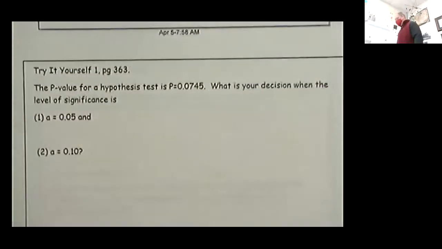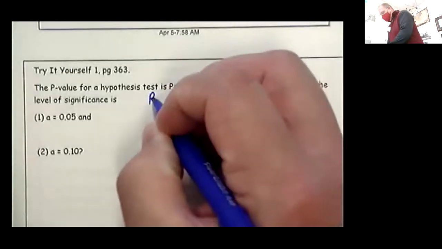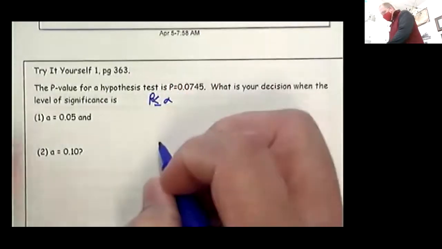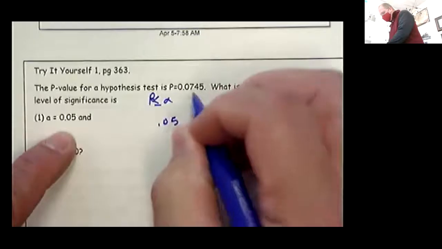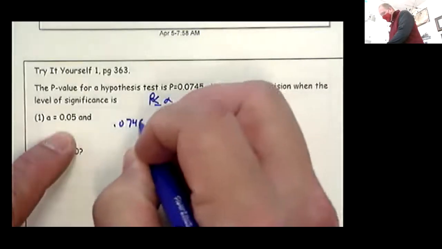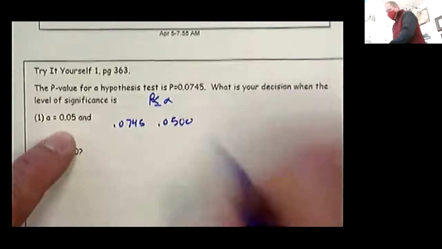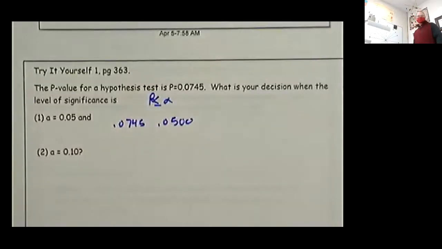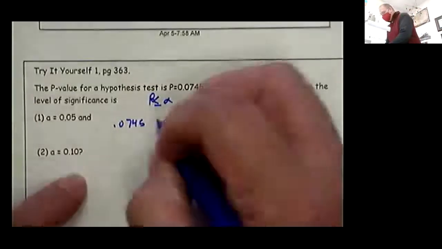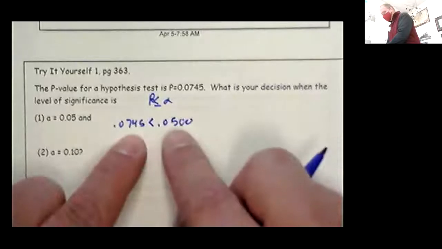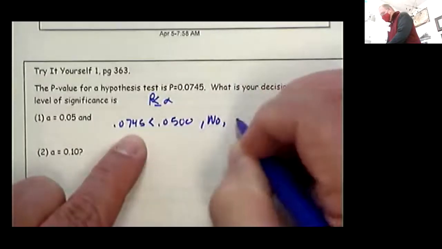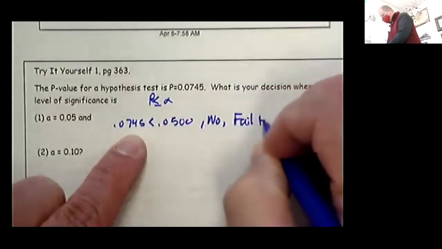Problem 1, parts a and b. Again, we want to see if our p is less than or equal to alpha. Here our alpha is 0.05, our p is 0.0745. Again, if you need to, you can add more decimal places by adding zeros to compare the numbers. Is 0.07 smaller than 0.05? It is not, so we fail to reject the null.